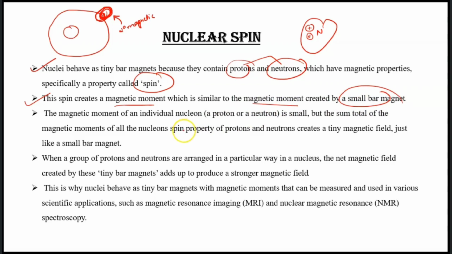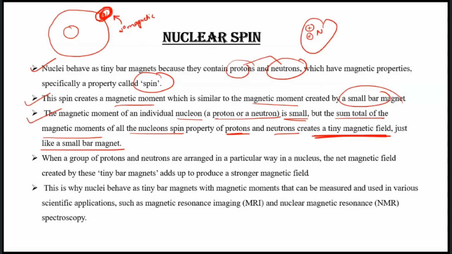And this is the reason why your nuclei can behave as a tiny bar magnet, right? So the magnetic moment of an individual nucleon, that is proton and neutron, is very small, but the sum total of the magnetic moments of all the nucleons, the spin property of proton and neutron, creates a tiny magnetic field, and therefore it behaves like a small bar magnet. So I hope this reason is clear, and if someone asks you why magnetic nuclei can behave as a tiny bar magnet, the reason lies in this particular slide, right?